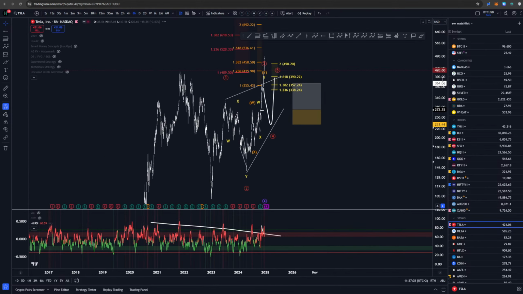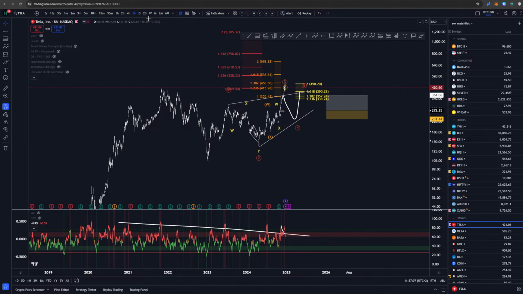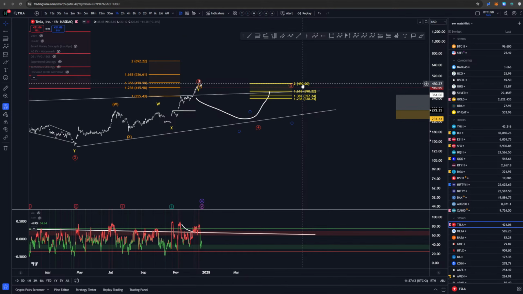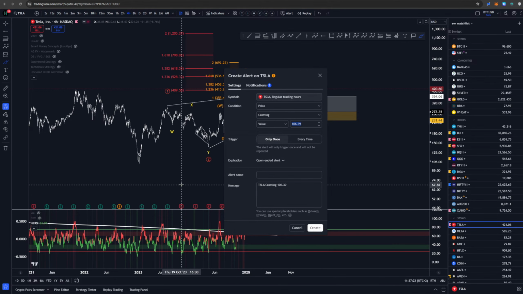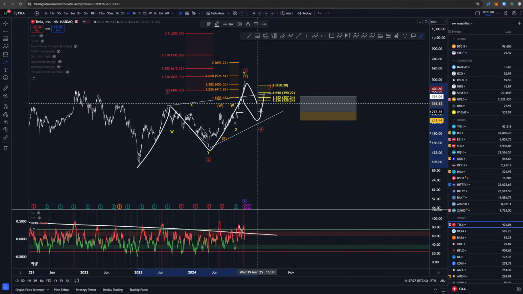Check out Tesla. Oh damn, it really is pumping still. Well, I think it's going through the 2-to-1 extension on this WXY, so we might need to start looking at alternate counts. What we've been having here is a potential 1, 2, 3, 4, and 5, but we have gone up quite a lot. So I'm not quite sure if we want to still have this as the main option.